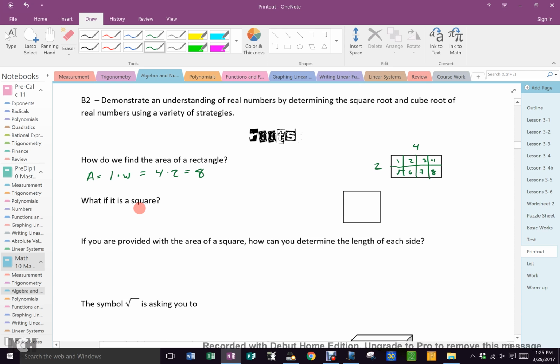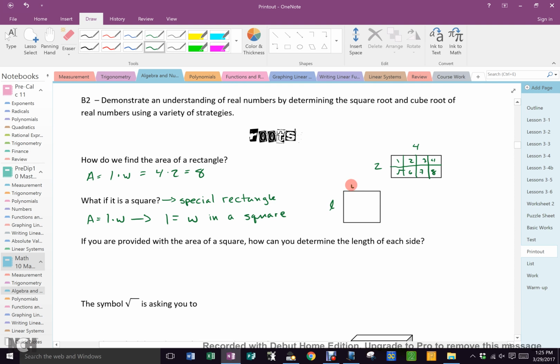What if it's a square? A square is a special rectangle. What is special about it? The sides are equal, right? So since it's still a rectangle, it's still length times width. But what do we know about length and width in a square? Right, length equals width in a square.